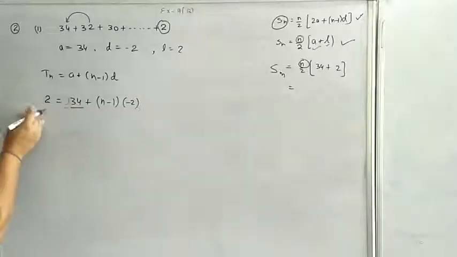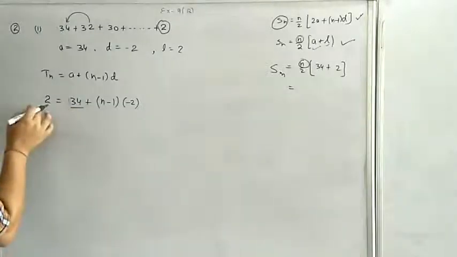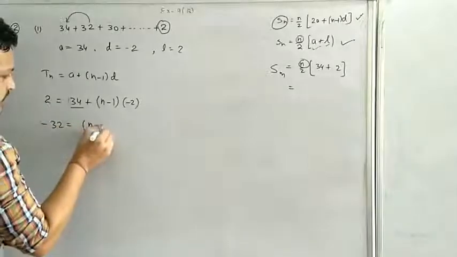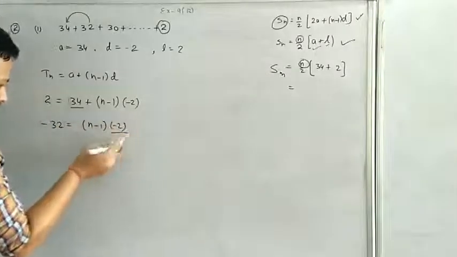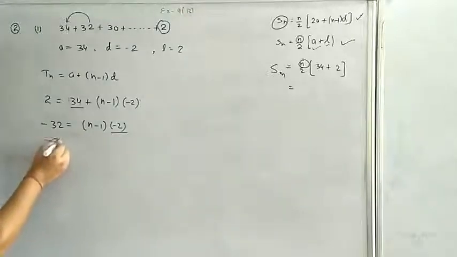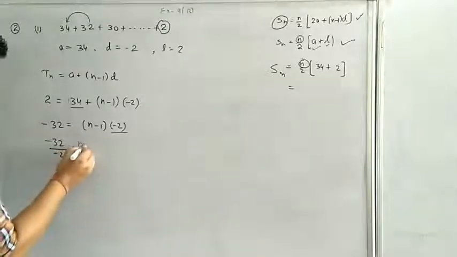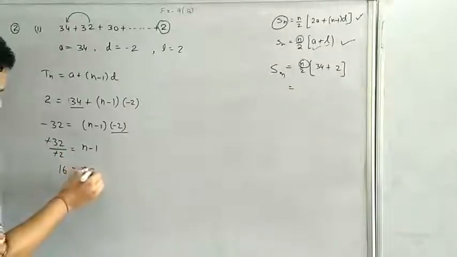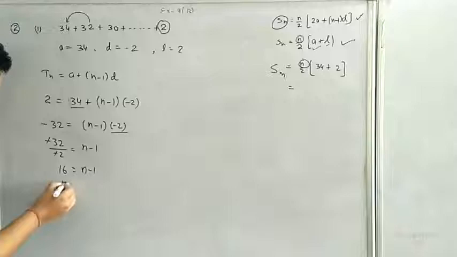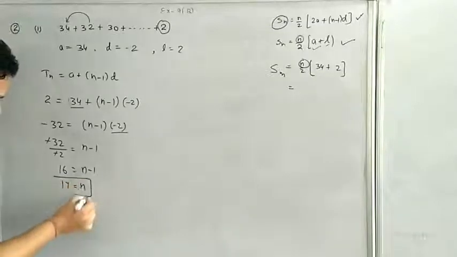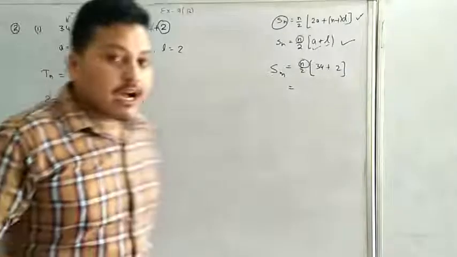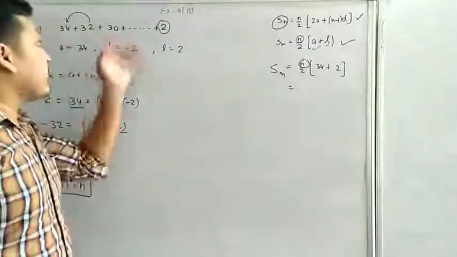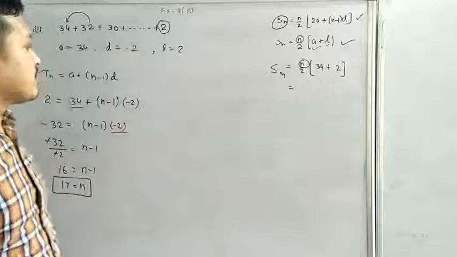Taking this part to the left hand side, 2 minus 34 is minus 32, equal to n minus 1 into minus 2. Taking this minus 2 to the left hand side, minus 32 upon minus 2 is equal to n minus 1. Minus by minus is plus, so 16 is equal to n minus 1. Taking 1 to the left hand side, finally 17. So n is equal to 17 here. It means 17 terms are given in this AP, and this is our 17th term.